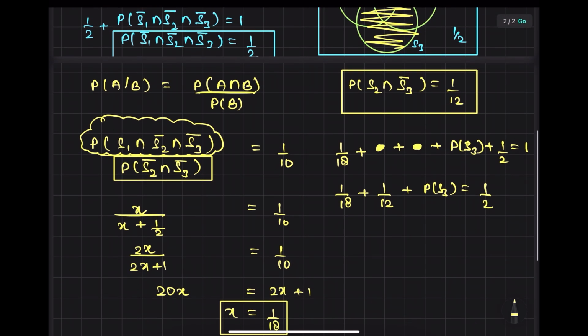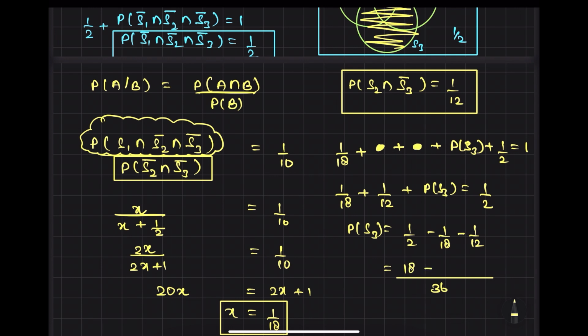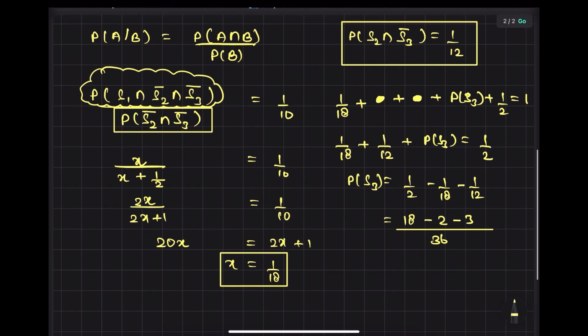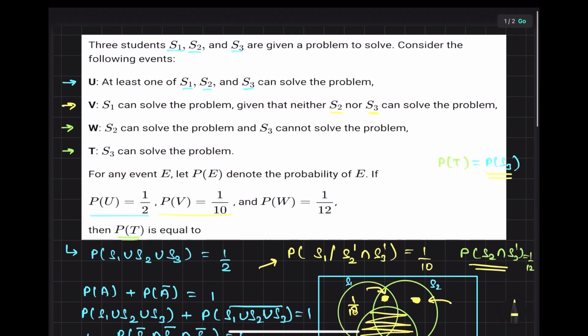Okay, now probability of S3 will become 1 by 2 minus 1 by 18 minus 1 by 12. So the common denominator is 36, so it is 18 minus 2 minus 3 over 36. So it is 13 by 36. So the required value is 13 by 36.